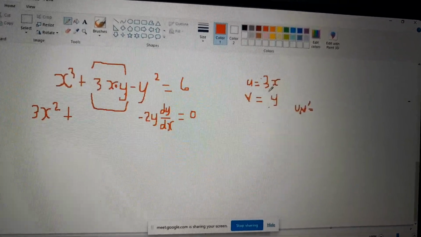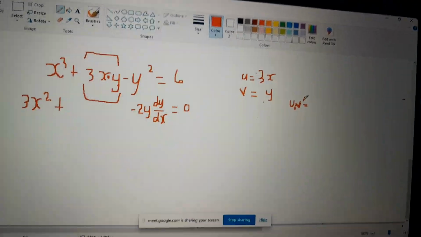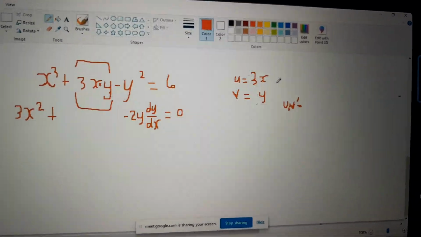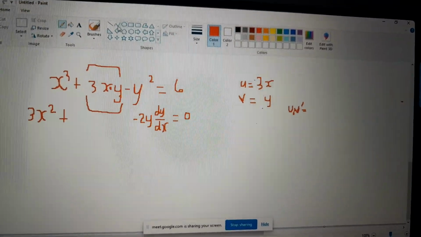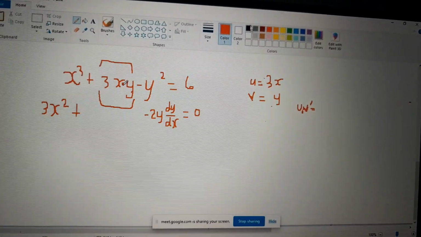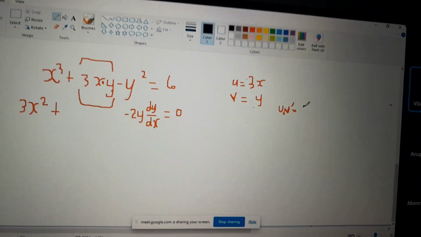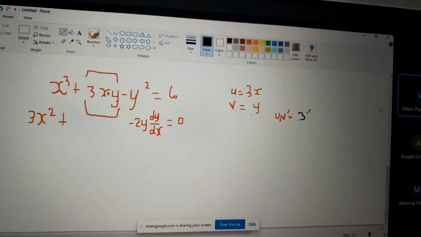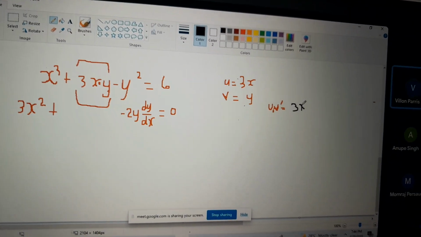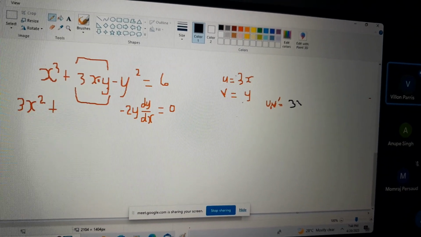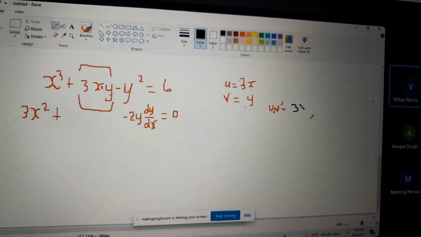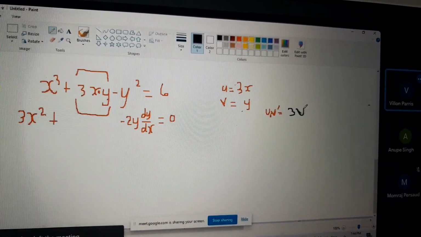So if I differentiate the first one, which is 3x, what do I get? 3, sir. Right? So it would be 3 times, I have to leave the second. The second is just y. The v function is y. So it's 3y I get.